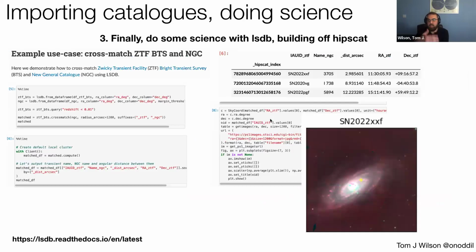And then on top of that, LSDB does the science. So say we're looking for a supernova between the ZTF data and NGC. We load all of our HipScat data. We filter for redshifts because we know our supernova is quite close. And then we match all of our observations, and we go, okay, well, we found the nearest one, and you can plot that, and you can say, okay, I found the supernova that went off in this particular galaxy.